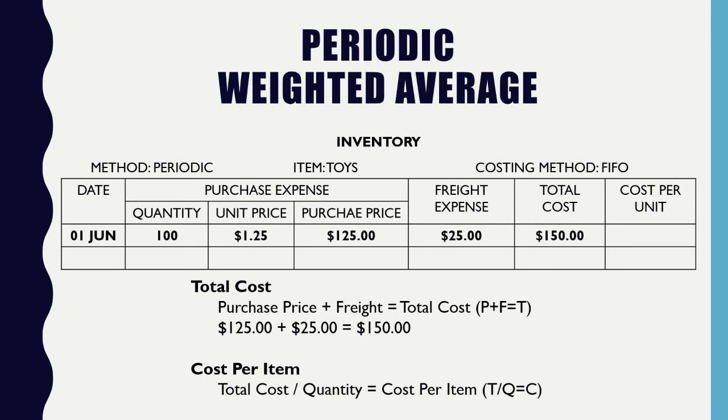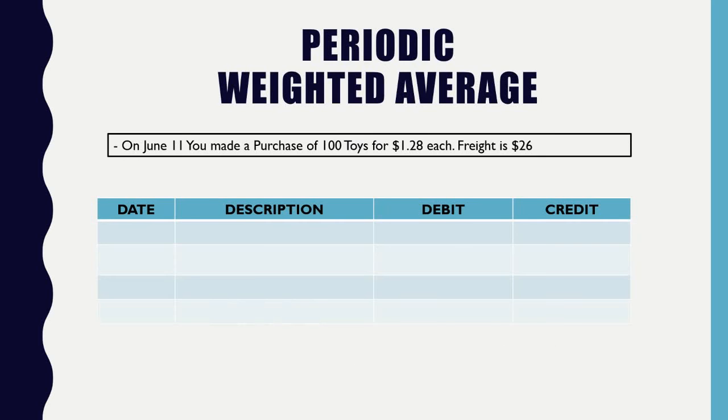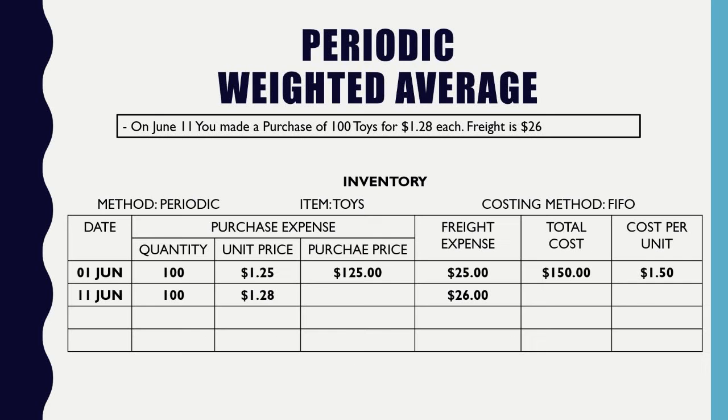So that's our assumption here: when we start our first batch of inventory, our assumption is, what if this is the only one that we buy? Then you're going to solve for your cost per item, which we already know. If we take 150 and divide it by 100, we get $1.50 each. Now, of course, you're going to journalize the second one, which you plug back into our inventory worksheet. So once again, purchase price is going to be $128.